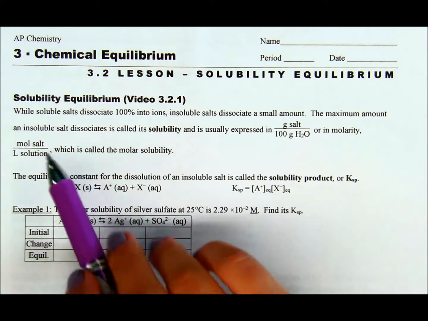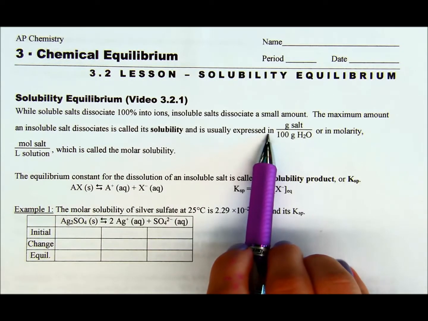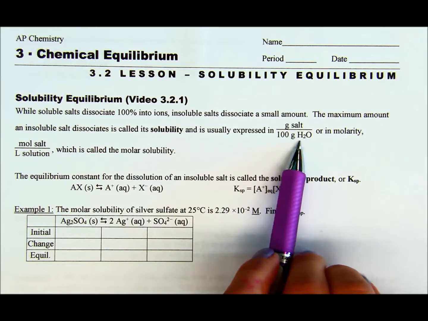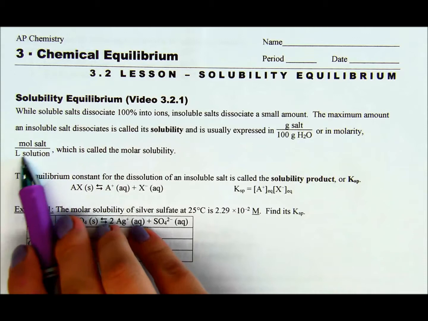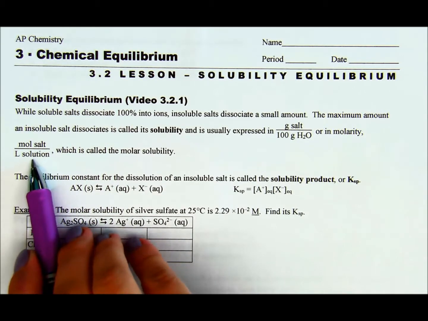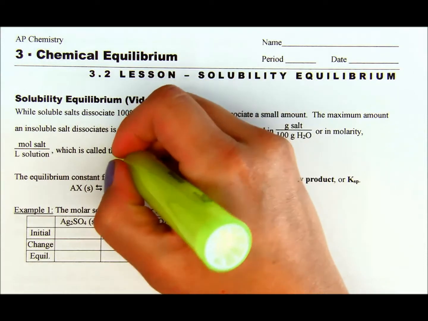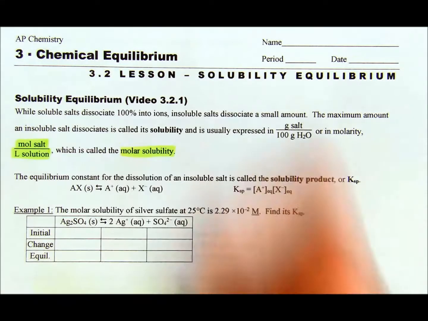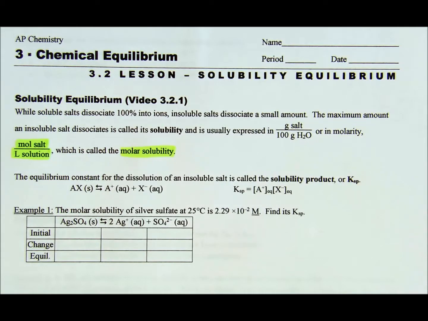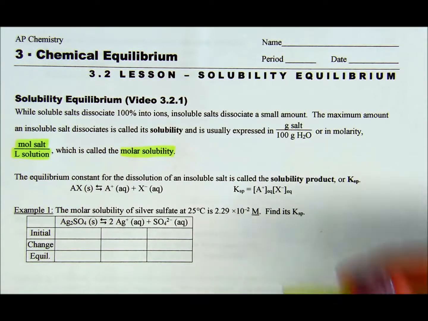The maximum amount an insoluble salt dissociates is called its solubility, and is usually expressed in grams of salt over 100 grams of water, or in molarity. More likely you see it as the moles of salt over liters of solution. This is called the molar solubility, so this is important. This is the molar solubility, and that's the number of moles of salt that can dissolve in 1 liter of solution.